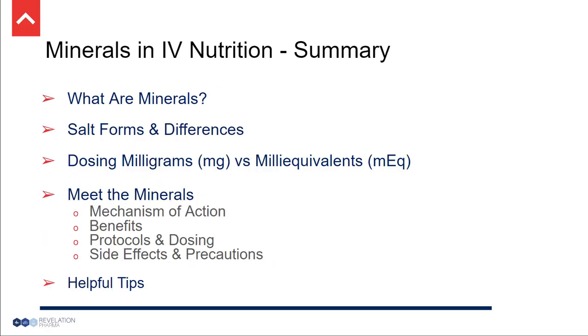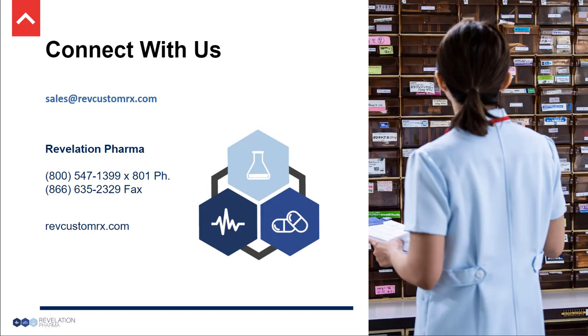So in summary, minerals and IV nutrition, we covered what are minerals, different salt forms and differences in those, different dosing metrics such as milligrams versus milliequivalents, and then meeting all of your major core minerals that are commonly used in IV nutrition, covering the mechanism of action, benefits, protocols and dosing, side effects, and precautions, and then some helpful tips such as potentially adding taurine to your drips, checking the osmolarity, and make sure you use the right carrier fluids. So that summarizes this presentation today.